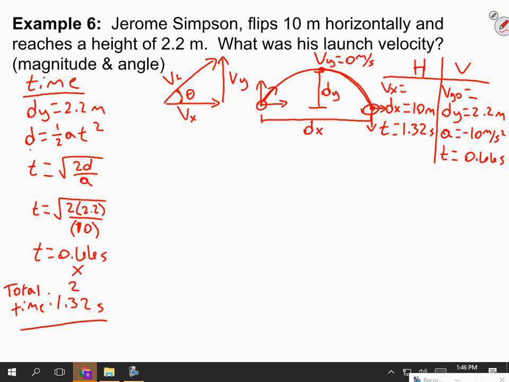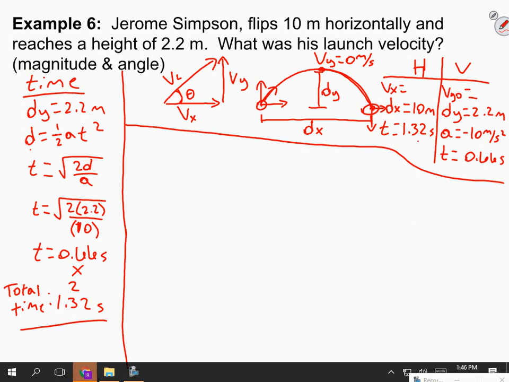Now, we can use our new givens, because we got the time, we can use that to find Vx and Vy, and ultimately use that to find the launch velocity. So, next step, I'm going to kind of wall some of this off here. Let's do this. So the next step is to find Vx. So Vx is equal to dx over t. So Vx is 10 meters, because he goes 10 meters, divided by the full amount of time. Okay, 10 divided by 1.32 gives us 7.6. So Vx is equal to 7.6 meters per second.